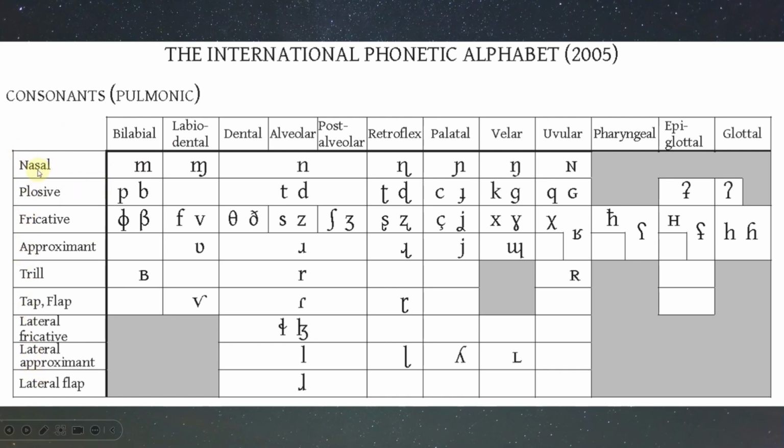The first row is nasal consonants, followed by plosives, also known as stops, fricatives, and approximants. The others are less common. The third feature of consonants is voicing, voiceless versus voiced sounds. They usually pair together with voiceless on the left and voiced on the right.